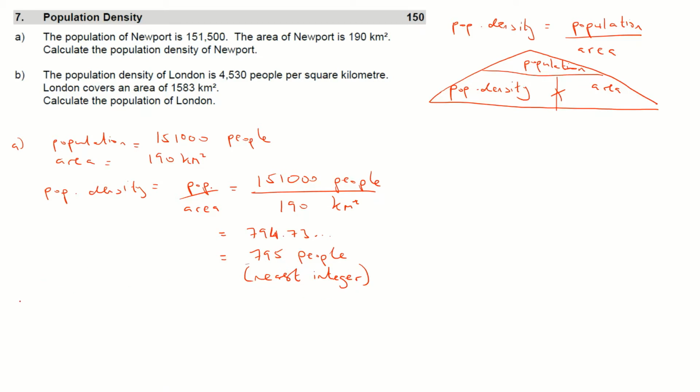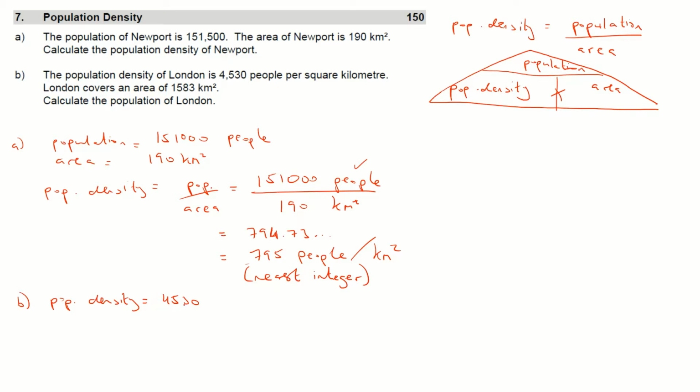That's that one done. And then question B. London's population density is 4,530. Oh, sorry. Can I go back to question A again? 2 seconds, right? Remember, this was 795 people. All right, that's on top. Remember, though, sorry, per kilometer square. That's my fault. Remember, population density is people over kilometer squared, so it's going to be people per kilometer squared. My fault. Anyway, back to question B.